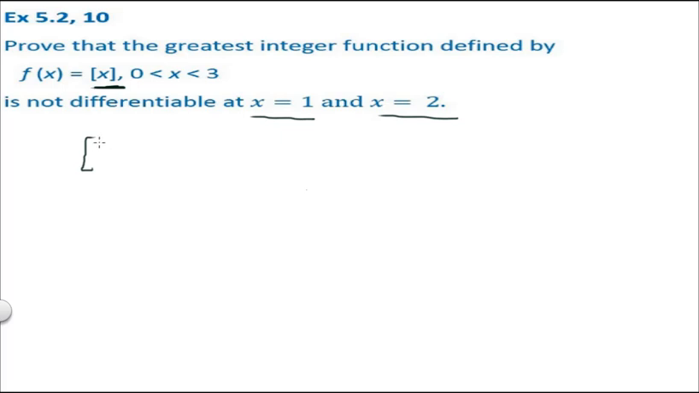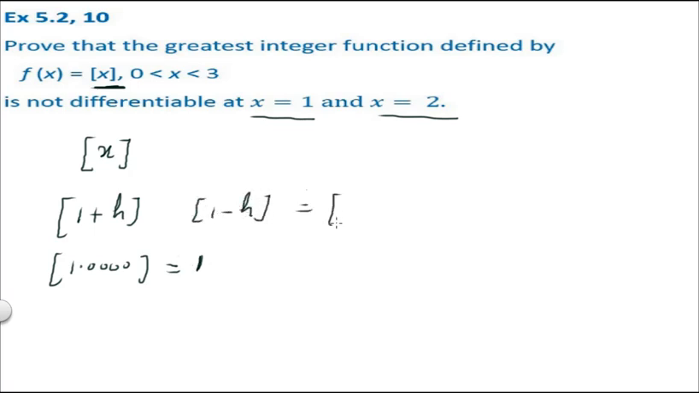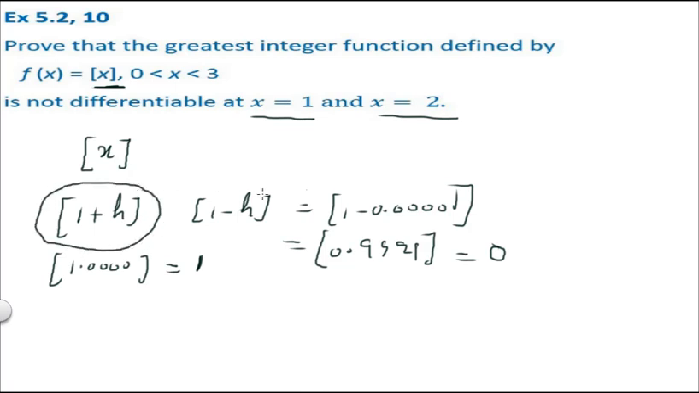So suppose I write it as greatest integer x, right? It is lying between 0 to 3. Suppose at 1 you are checking. So I will be telling 1 minus and 1 plus. Just see, if you write 1 plus h, you will be getting 1.000 something. So the answer for this will be 1. But when I write 1 minus h, it is 1 minus 0.0000 something, so the answer will be 0.9999 like this. For this the answer is 0. So you need to be very careful when you write the answer for 1 plus h and 1 minus h, and the question can be simply solved.